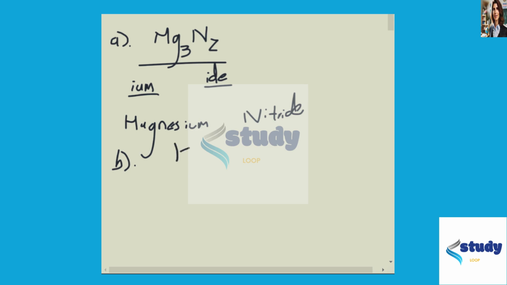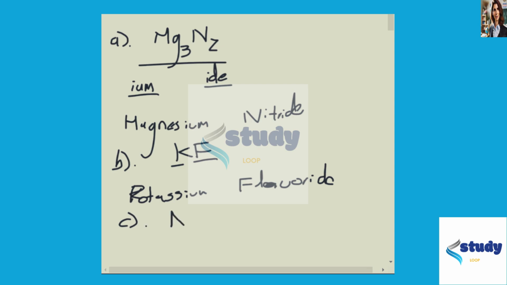For our second part, we have KF. So you have potassium and fluorine. However, this would be fluoride as a result of it being an anion, so potassium fluoride. And in our third part, we have Na2O. So in this case, we would have sodium oxide.